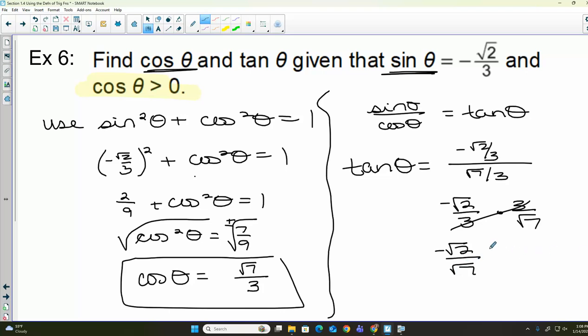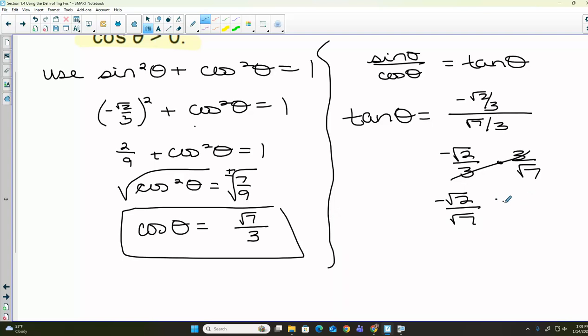Can we leave it like that? No, we have to multiply radical 7 on top and bottom. So we get negative radical 14 over 7. Okay. Yes? Could you do a radical 2 over 7, just like put it all under one? So technically that's considered incorrect notation because it's having a radical in a denominator.